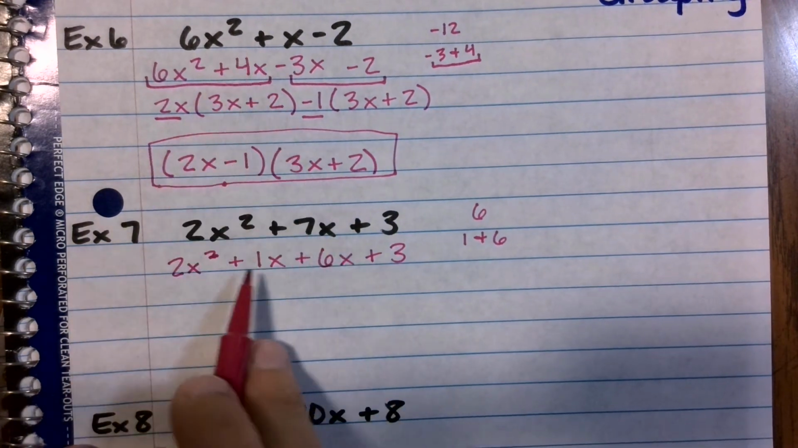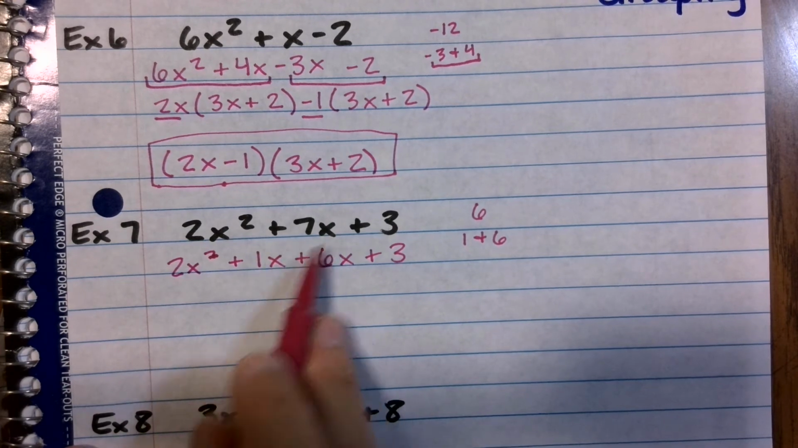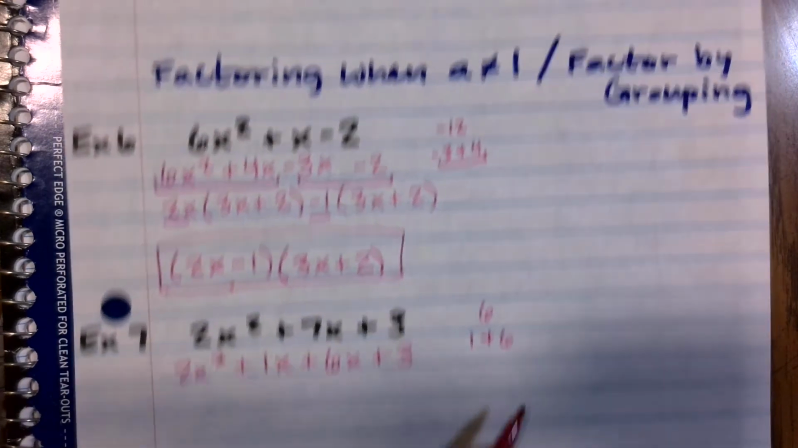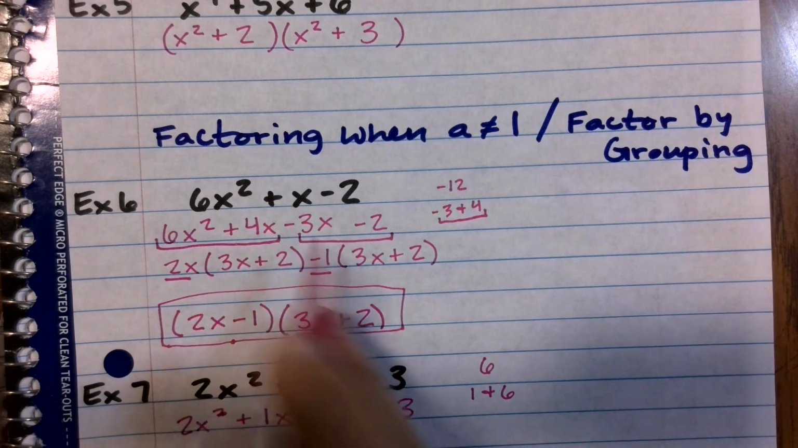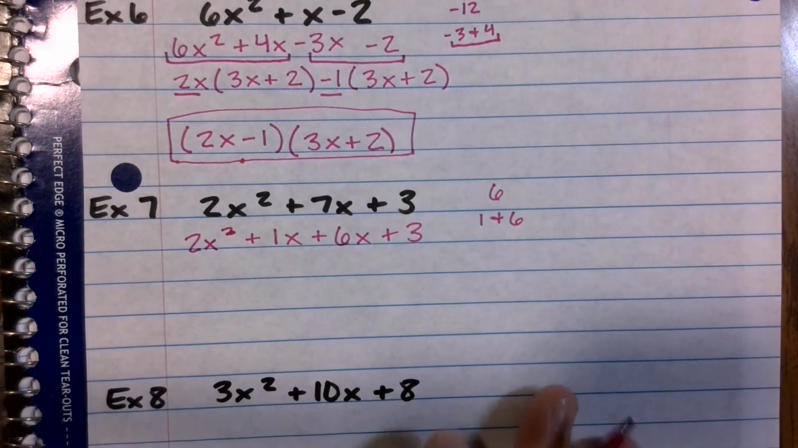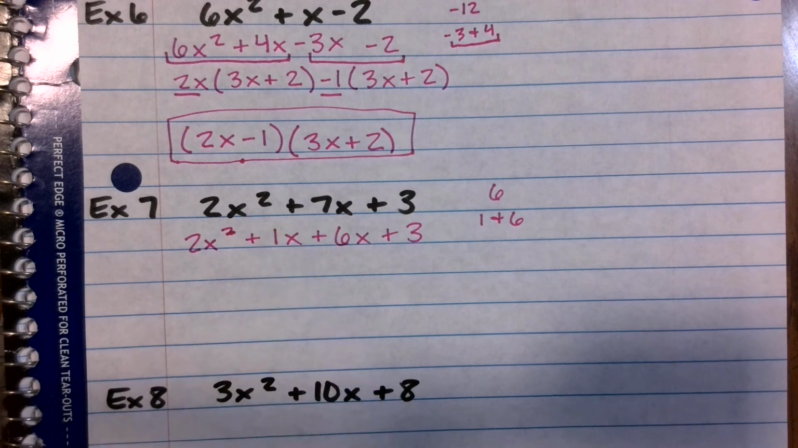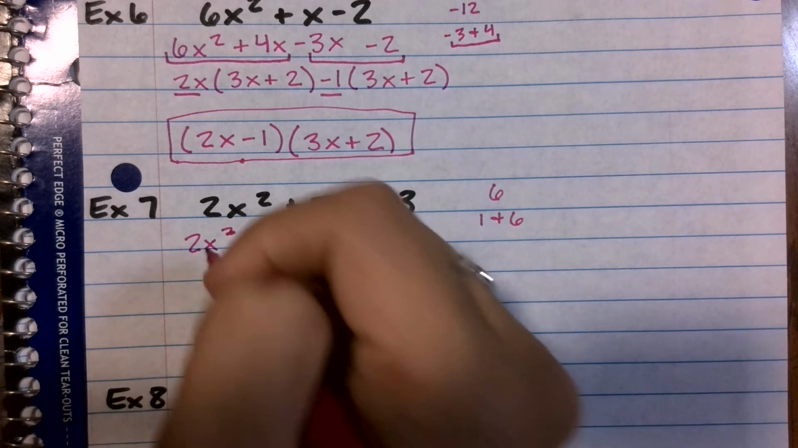And I didn't say that up here, but we're just writing that 7x is the same as x plus 6x. Same here, that positive x is the same as 4x minus 3x. So nothing has changed from here to here as far as the value of it.